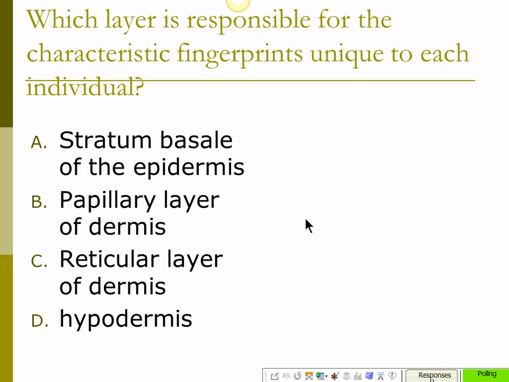Okay, so here I'm just going back and pushing in some questions to get you to think of some of the things you did. Remember we did epidermis and dermis. So here, which layer is responsible for the characteristic unique fingerprints?